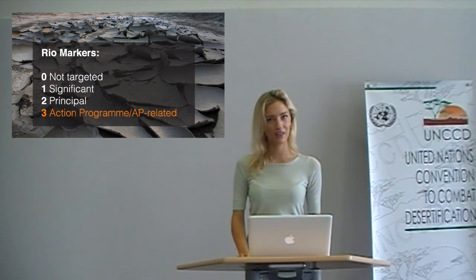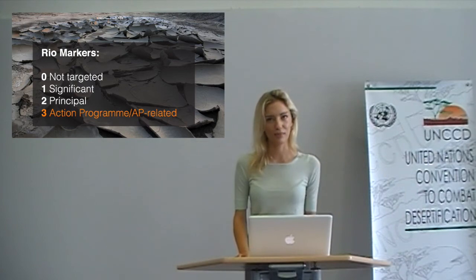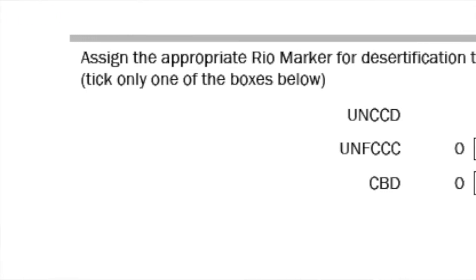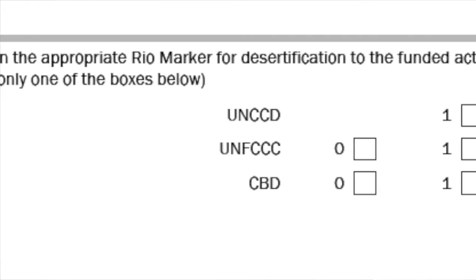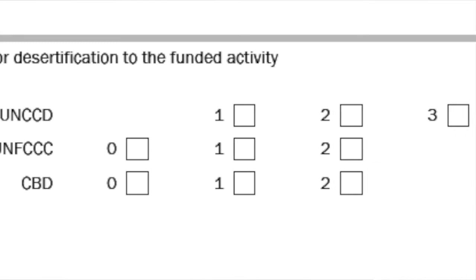Here's something you might not know about the RIO markers. An activity that facilitates mainstreaming can qualify for the principal score. When you're looking at the sheet, remember, you can only select 1 RIO marker for each activity. But each activity can be selected for more than one of the conventions.